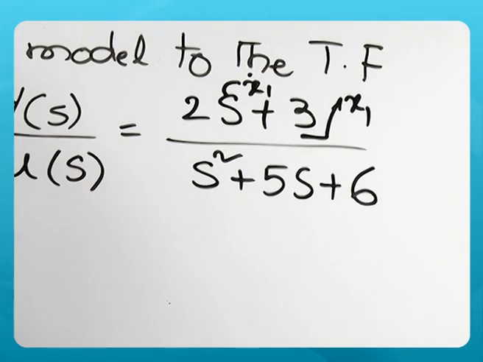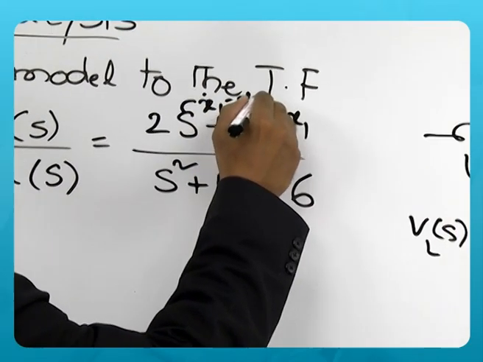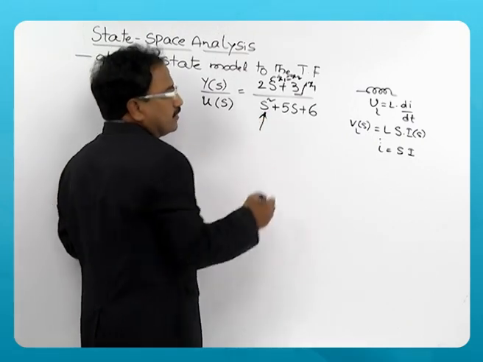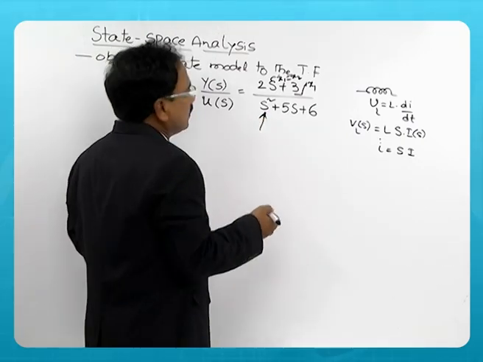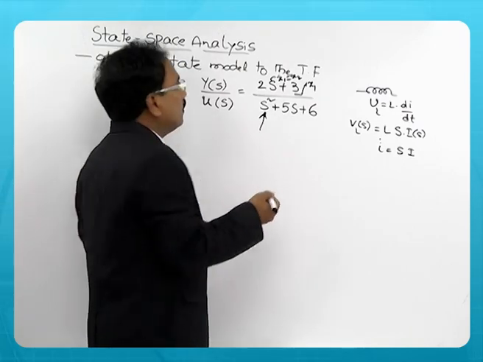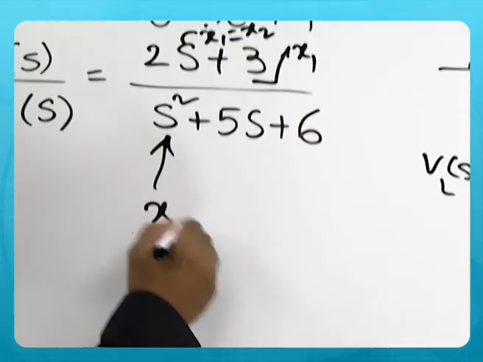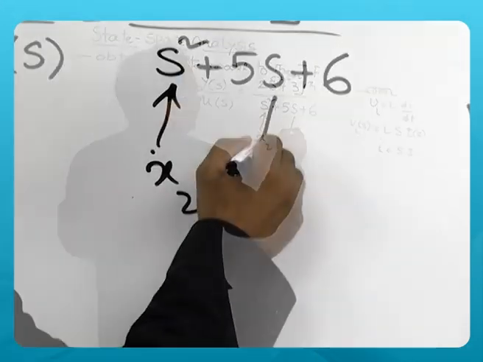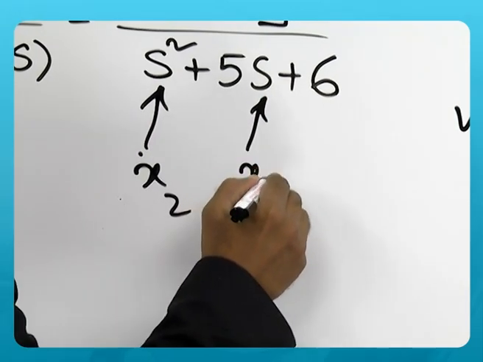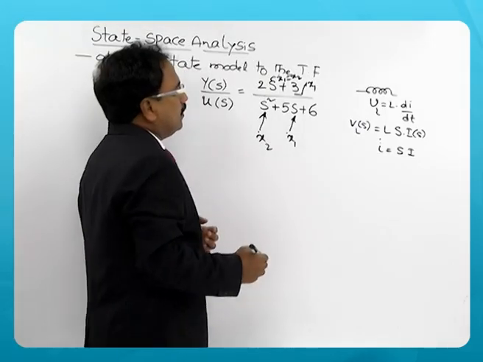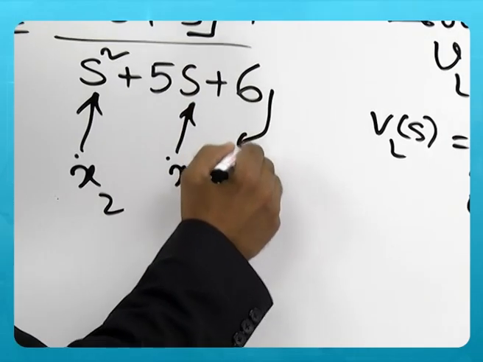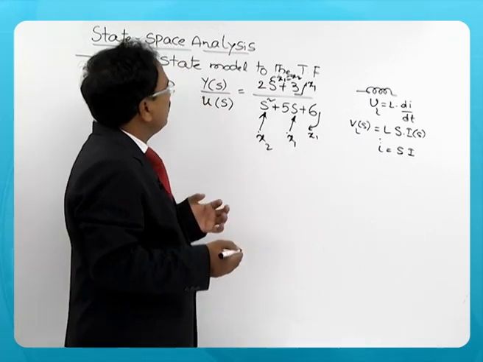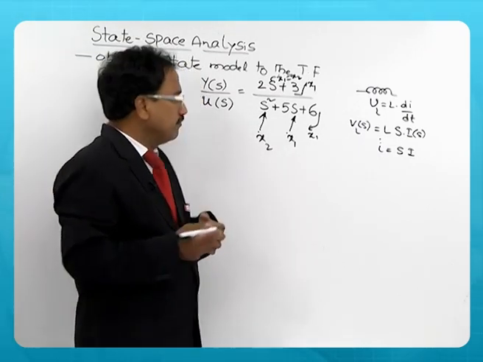x1 dot. So this is equal to another state variable x2. Now S square is nothing but double dot. So x2 dot, we can consider x2 dot as S square, and this S is x1 dot and 6 as x1. So we are trying to get the given transfer function in the form of state equation.